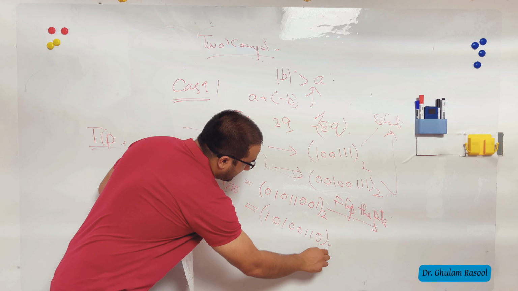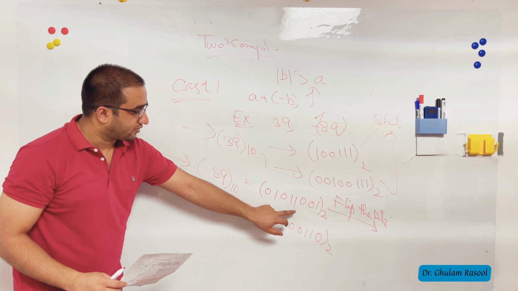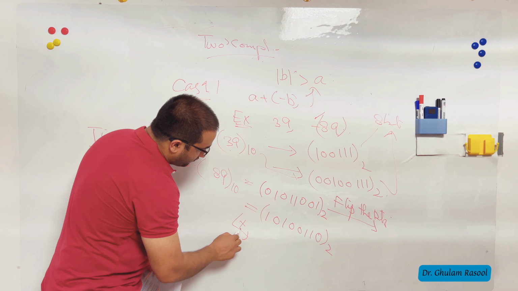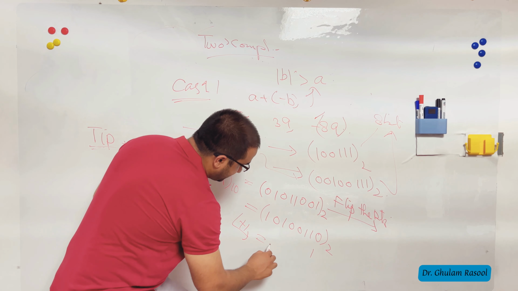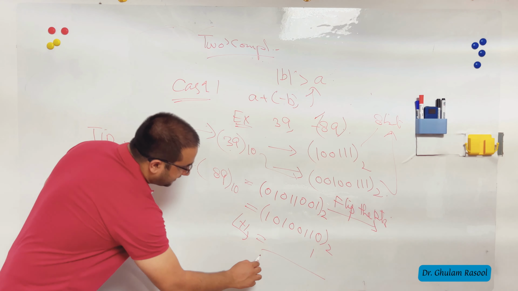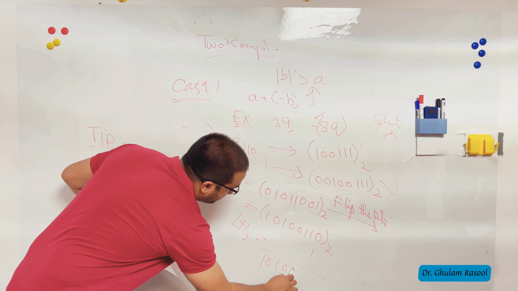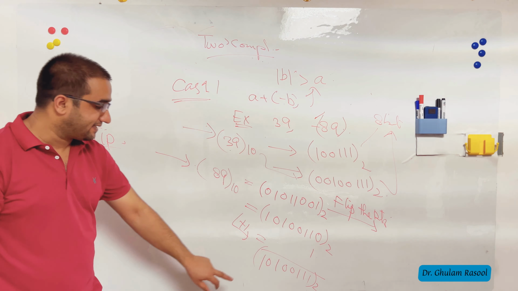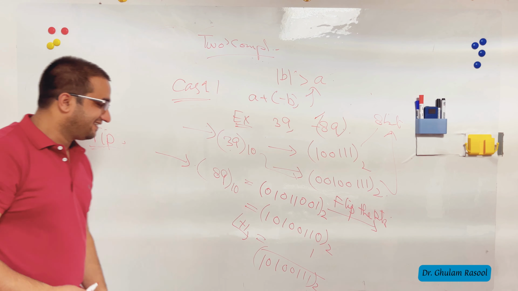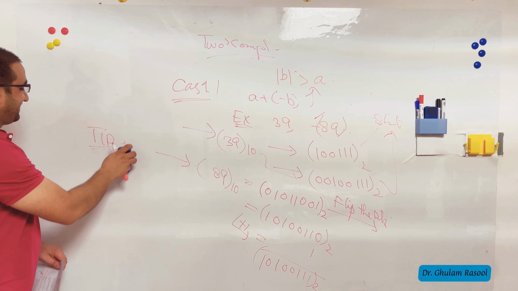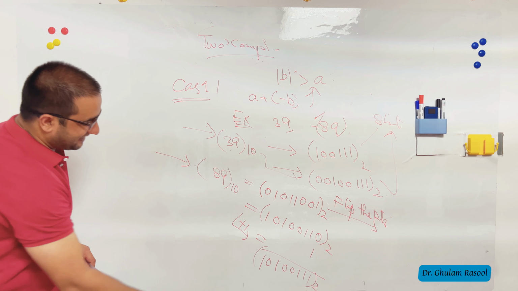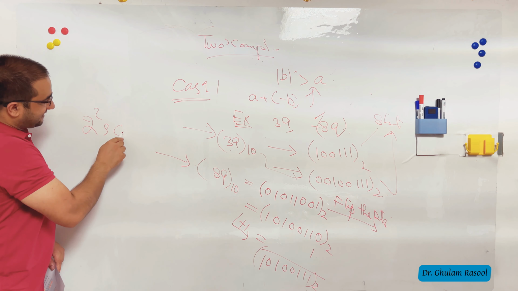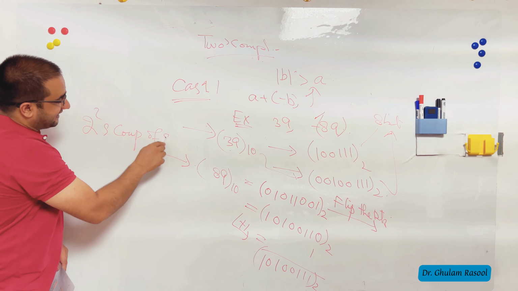Now this is the corresponding number to this. When you flip the digits, the next step was plus 1. Add 1 to the whole thing, and this will become 101001111. What is this number? This is minus 89. This is the 2's complement of 89.